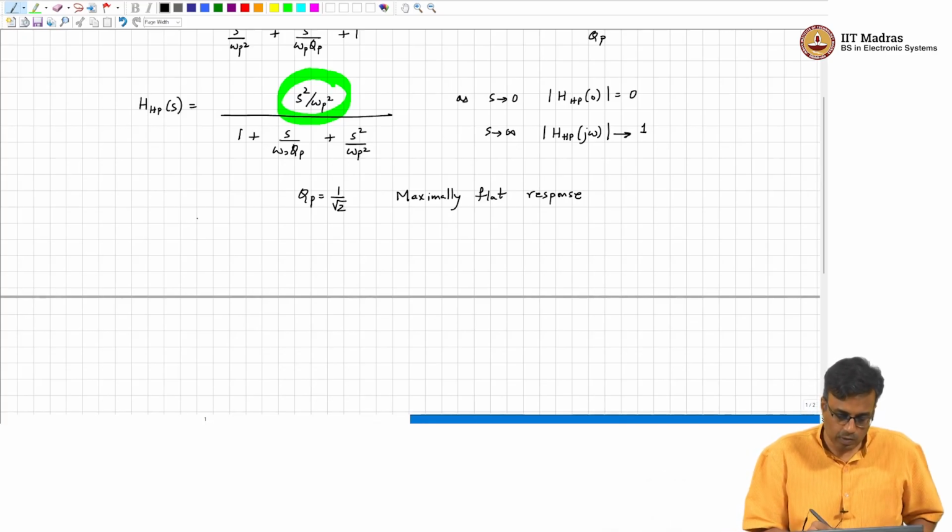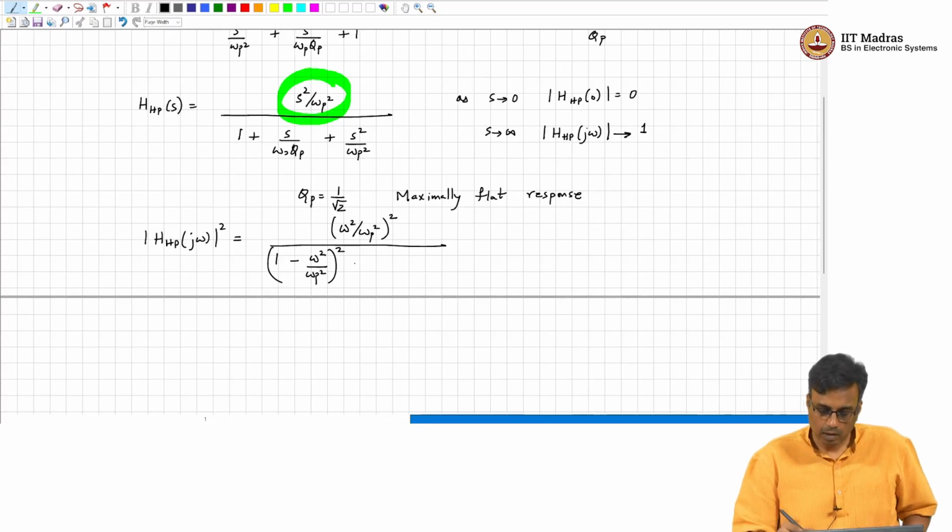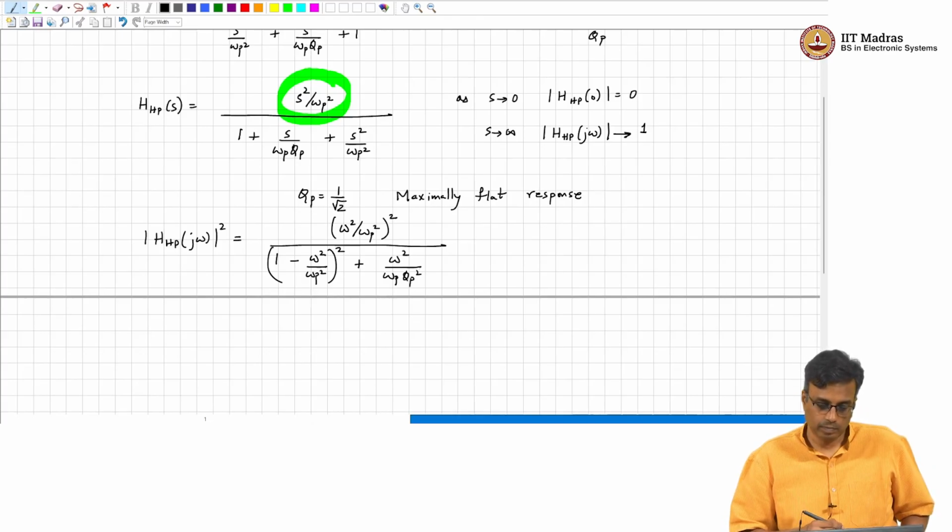Okay. Now, if you write down the square of the magnitude response, it is nothing but omega square by omega p square over the whole square of 1 minus omega square by omega p square, plus omega square over omega p square Qp square. Correct?